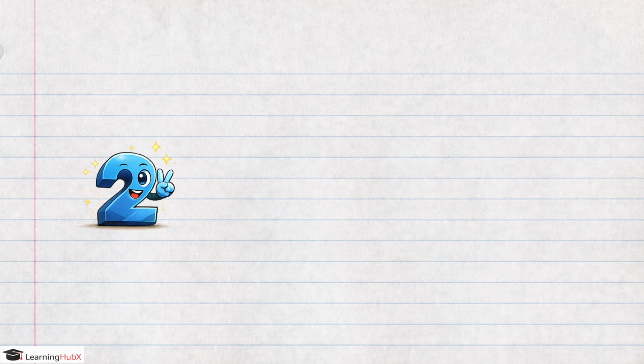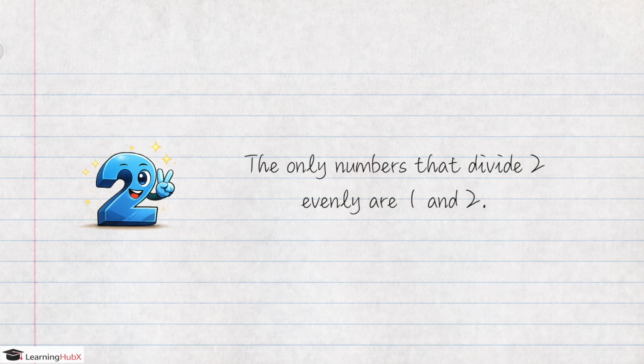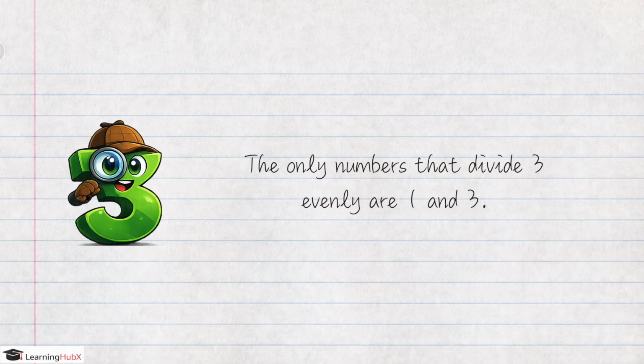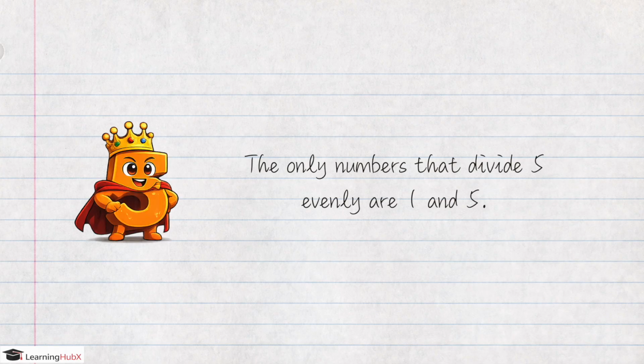Take the number 2. The only numbers that divide 2 evenly are 1 and 2. So 2 has exactly two factors, 1 and 2. That makes 2 a prime number. Now look at 3. What can divide 3 evenly? Only 1 and 3. Again, exactly two factors. So 3 is prime. What about 5? Same pattern, 1 and 5, nothing else divides it evenly. So 5 is also prime.